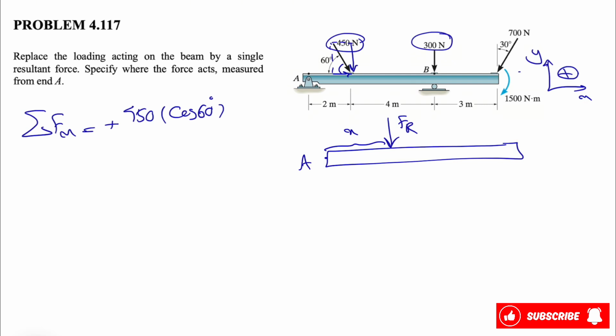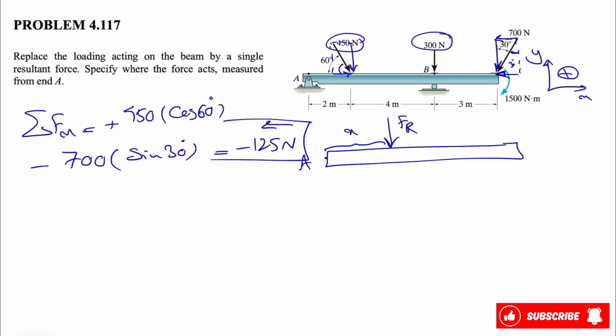And the last one is the 700 Newton force, which will be our x component. As we can see, it's in the negative direction, so minus 700. For finding that, we know that's the sine of 30 degrees, since this angle is also 30 degrees. And they would be all for x. If we calculate this, we'll get minus 125 Newton, and the negative sign shows that it's to the left.